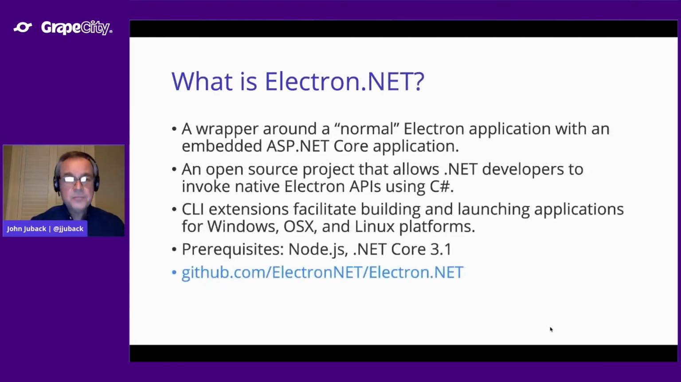So Electron.NET wraps a standard Electron application that has an embedded ASP.NET Core application within it. So if you know how to do something with ASP.NET Core, you can have that running on Mac and Linux also. It's open source. The link to the GitHub project is at the last bullet point here on the slide. And you can use this open source project to invoke Electron APIs, but using our familiar C# syntax.